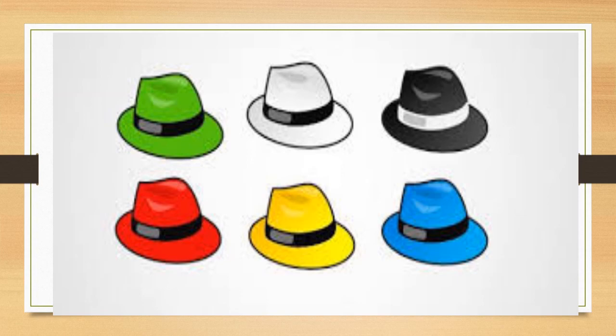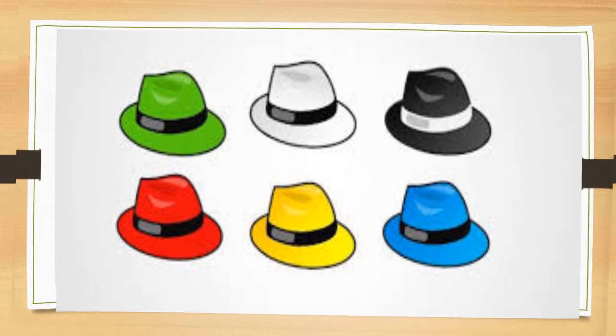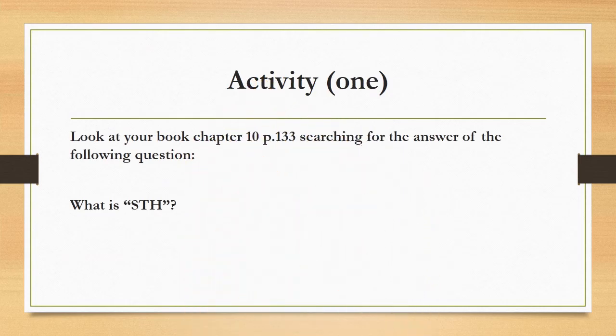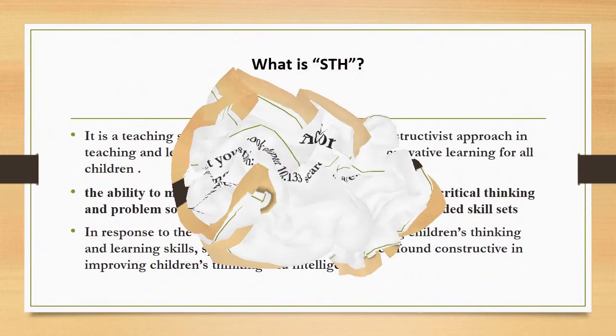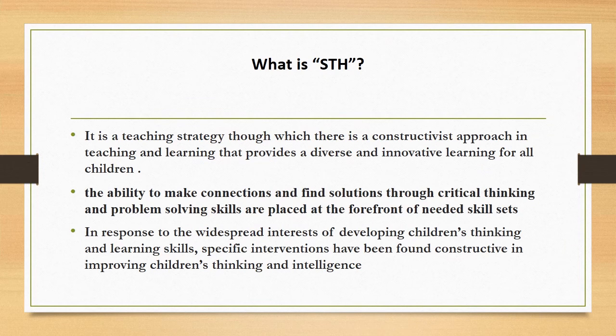What is this strategy for? Let's see. Activity 1. Look at your book, Chapter 10, searching for the answer to the following question. What is STH? What are the six thinking hats? It's a teaching strategy through which there is a constructivist approach in teaching and learning that provides a diverse and innovative learning for all children.